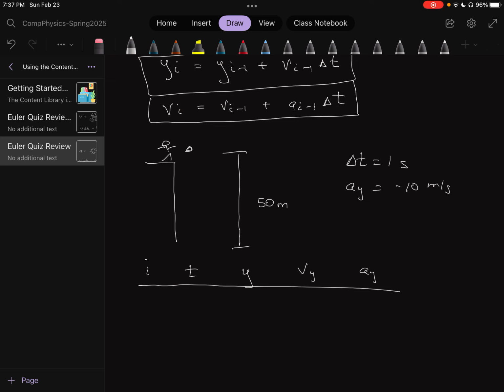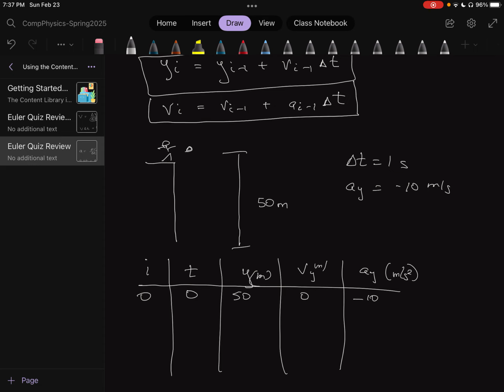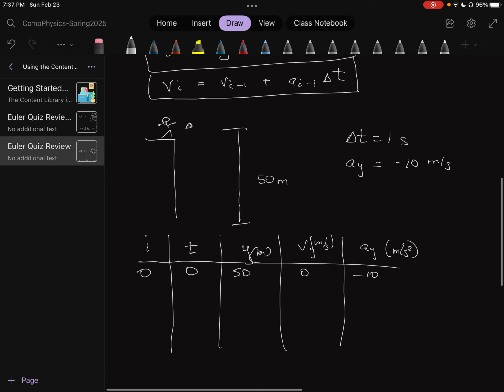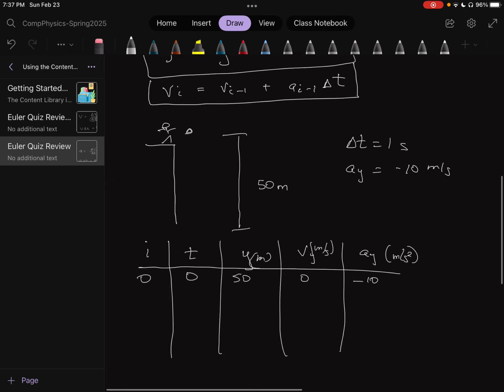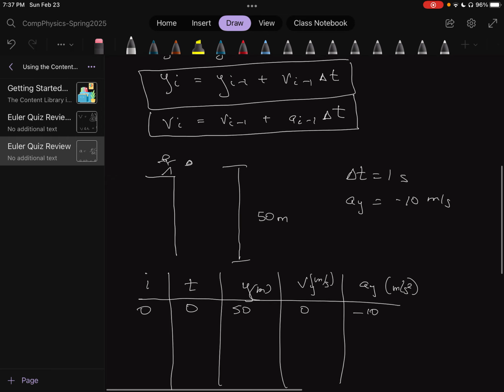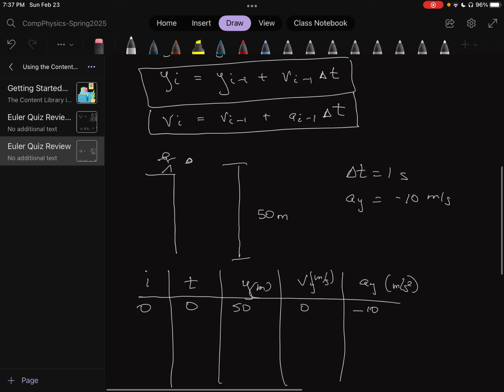So let's say when i is 0, that's our initial condition. t is 0, y is going to be 50 meters. These would be in meters. Our velocity, we said, would be just 0, and our acceleration is always the same, minus 10 meters per second squared. So those are our units. Okay, so now let's see how we would step through the Euler equations.